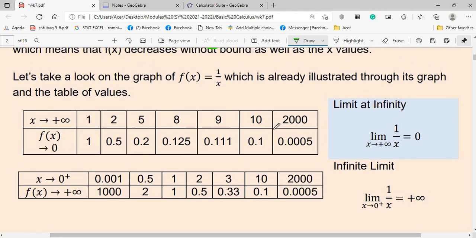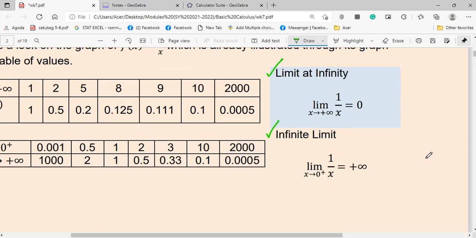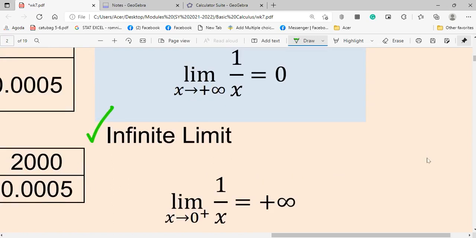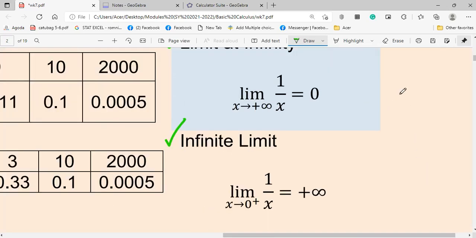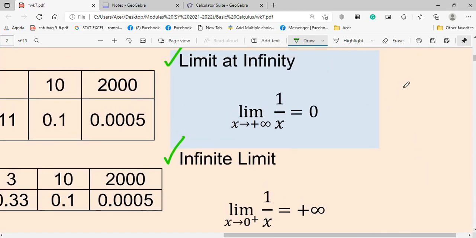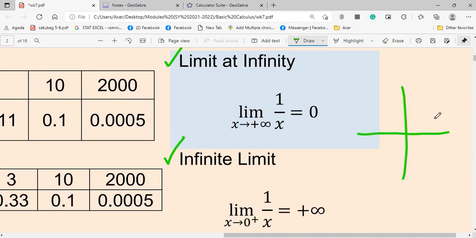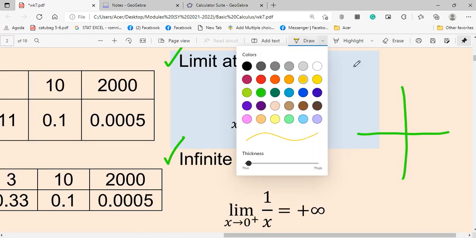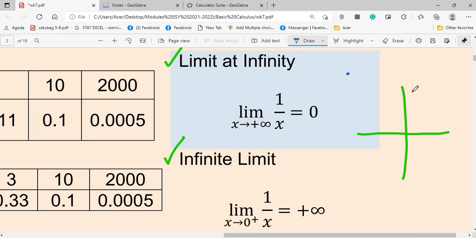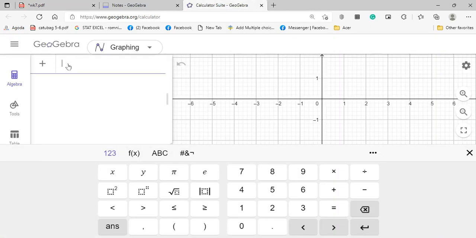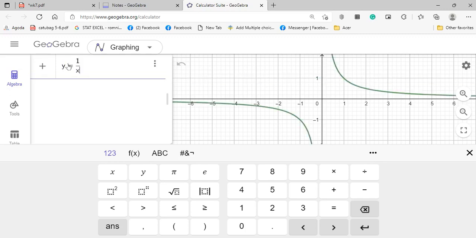Ito nakikita mo dito, ito naman, you see, limit at infinity versus infinite limit. If we go to the graph, let me have a simple illustration of the graph again. Or should I have the calculator, the GeoGebra? The graph of y is equal to 1 over x. Ayan siya.